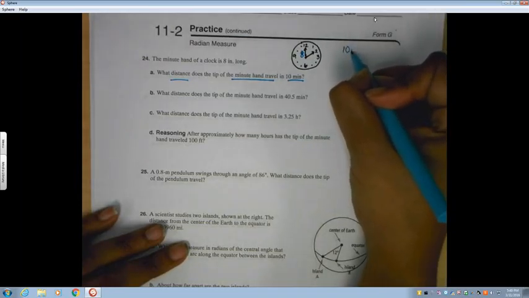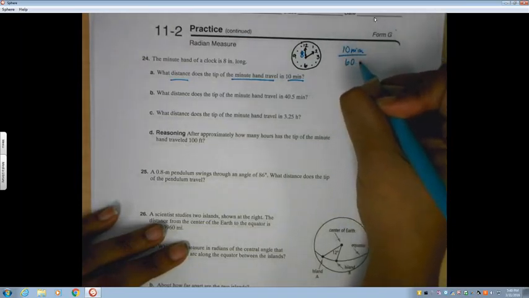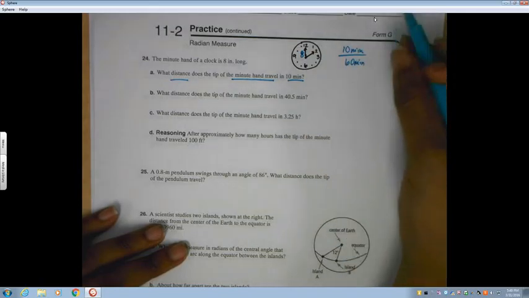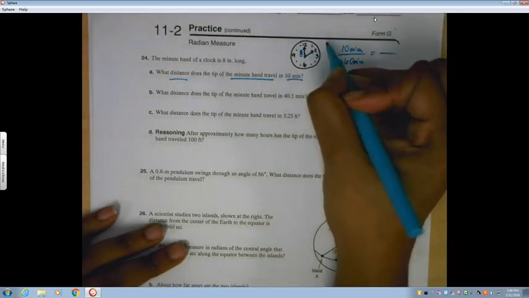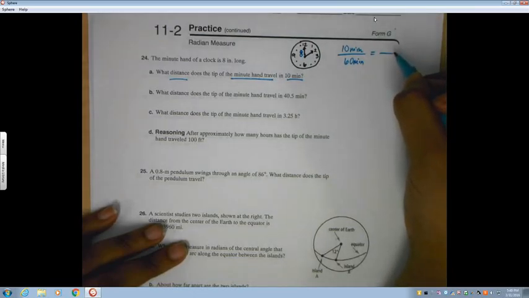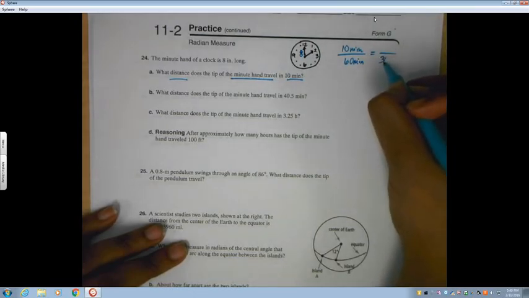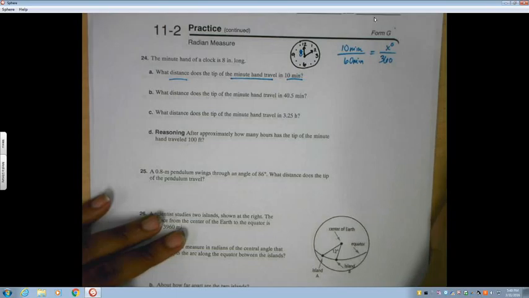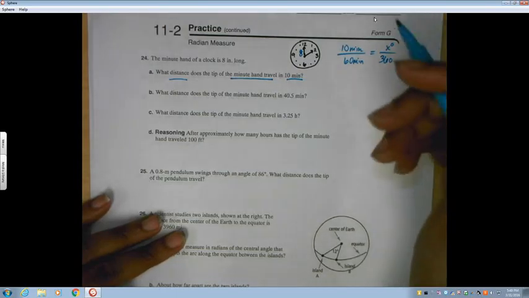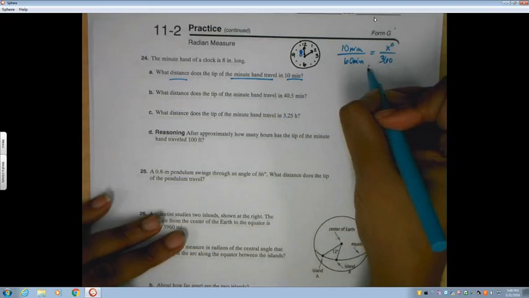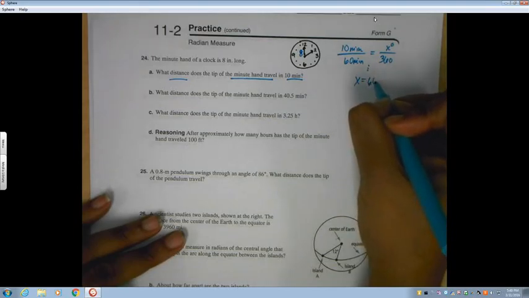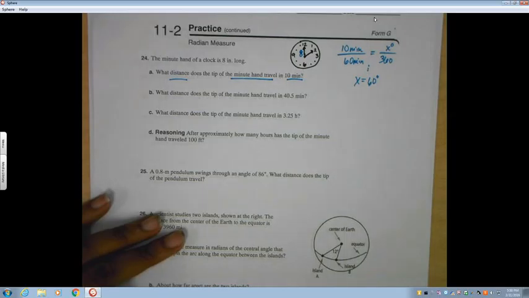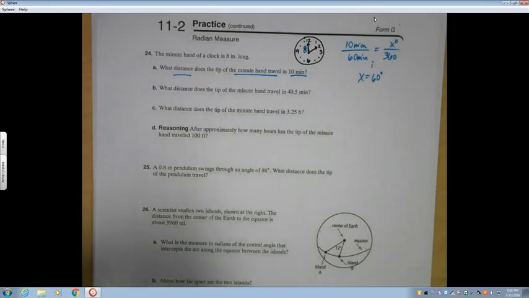When I'm thinking about 10 minutes, we know there's 60 minutes in a whole hour, right? And if I go all the way around, use up that 60 minutes, that represents 360 degrees. So you kind of want to know what degrees represents 10 minutes. So I'm going to convert that to degrees, cross multiply, and I think we get x is 60 degrees.